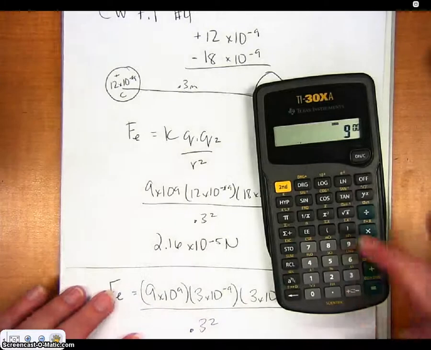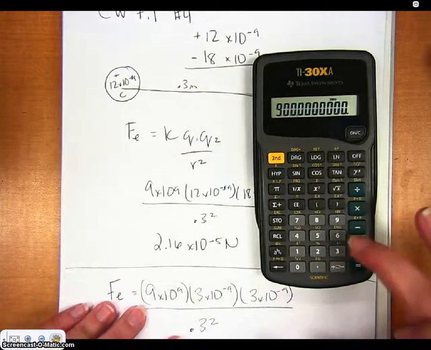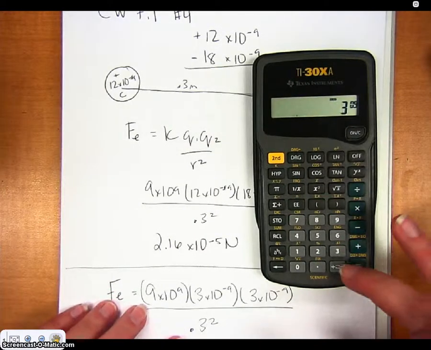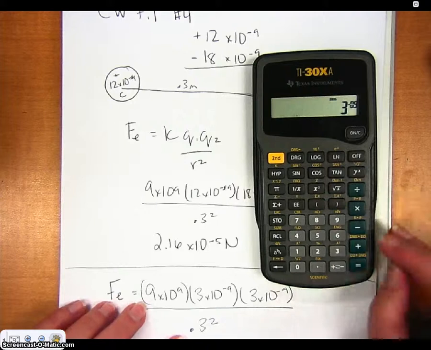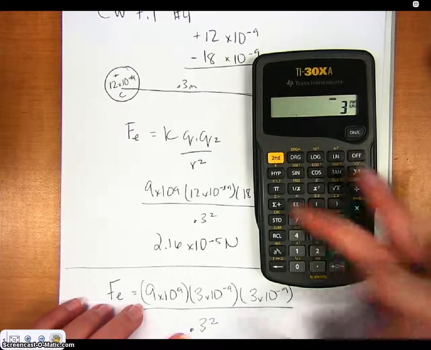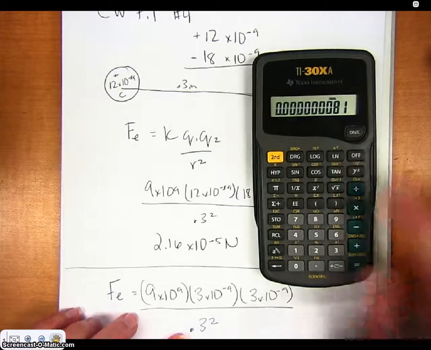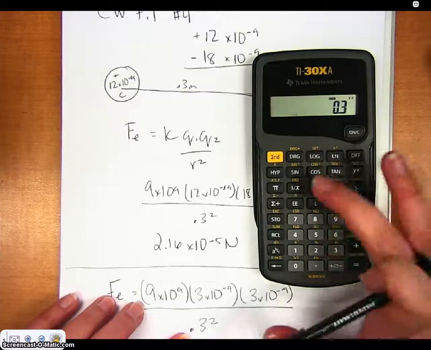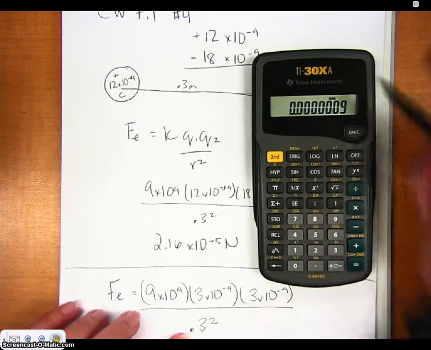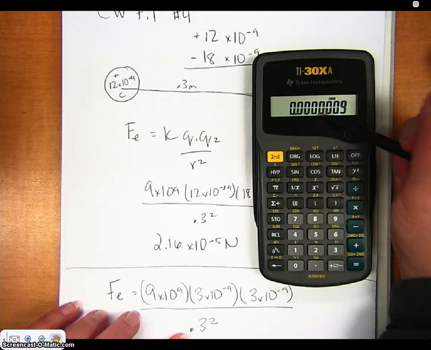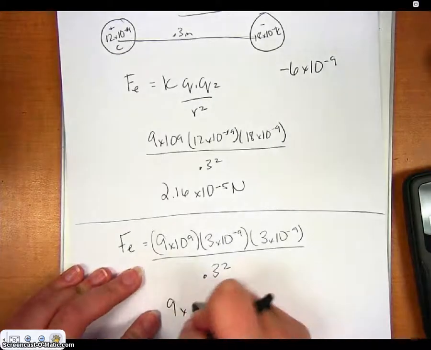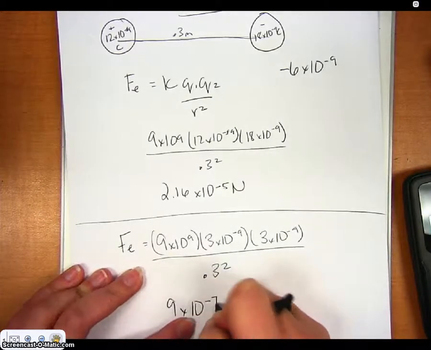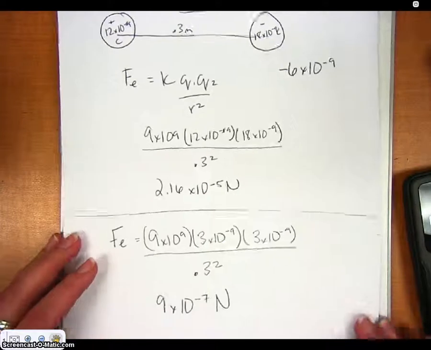Okay. So 9 times 10 to the 9th times 3e to the negative 9th times 3e to the negative 9th, and then you divide that by parentheses 0.3 squared parentheses equals 9 times 10 to the negative 7th. So in this case now we have a force of 9 times 10 to the negative 7th newtons. Okay?